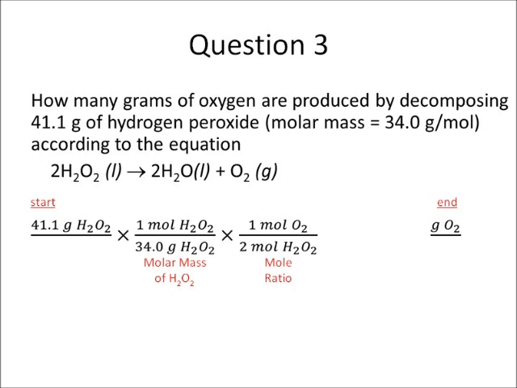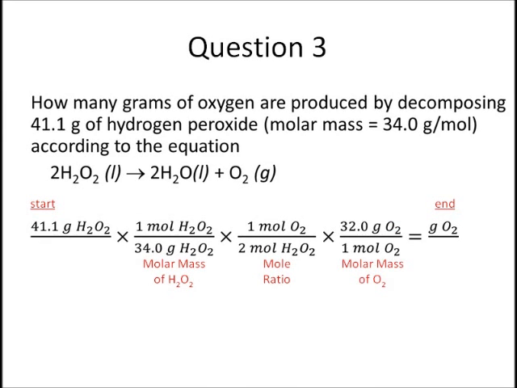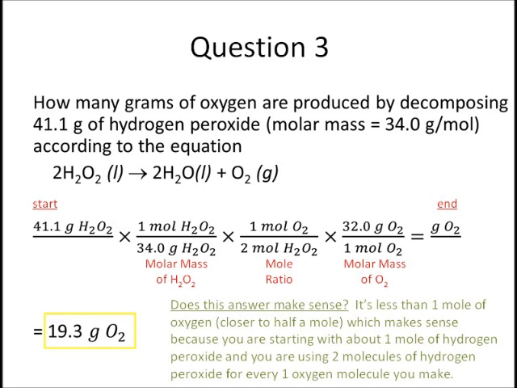And then last, we're going to use the molar mass of diatomic oxygen. That's 2 oxygen atoms for every 1 mole. And we will arrive at grams of oxygen. The number that we get makes sense because of the stoichiometric ratios in the equation.